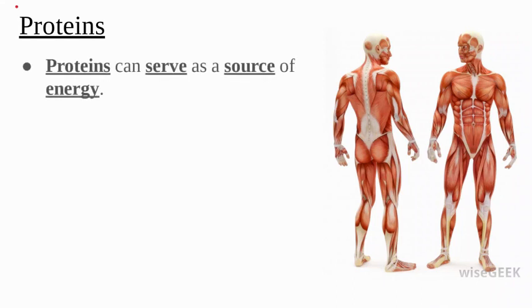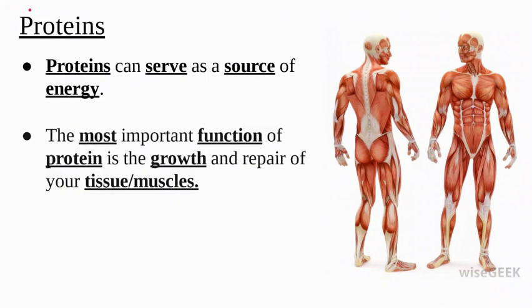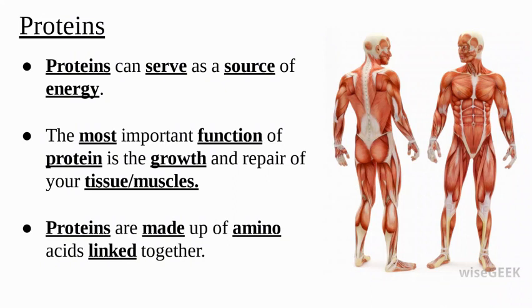Next, we're going to talk about proteins. Proteins can serve as a very important source of energy. The most important function of protein, however, is the growth and repair of your tissue and muscles. Proteins are made up of amino acids that are linked together. All of these primarily make sure that your muscles are working properly so that you can move. We use our muscles to move every single part of our body. So proteins help in making sure that those muscles stay repaired and aren't damaged over time as we age.